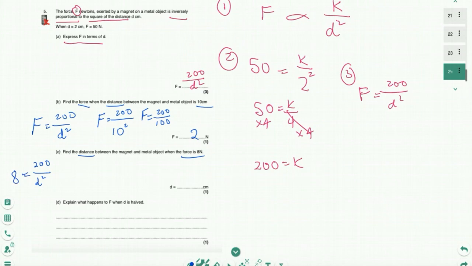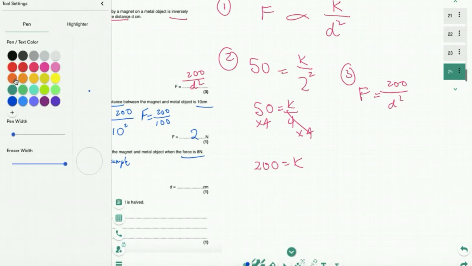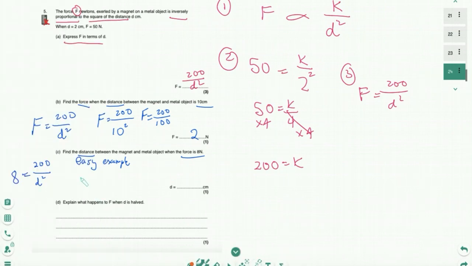One thing I like to do when I'm kind of stuck in a problem like this is something called the easy example method. All this means is 200 divided by d squared is 8. So it's basically a division problem. What I do is I think of a really easy division problem myself, like 5 is equal to 10 divided by 2. Do you see how this looks very much like this?